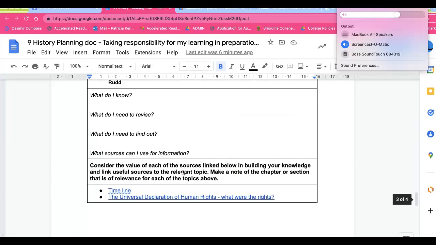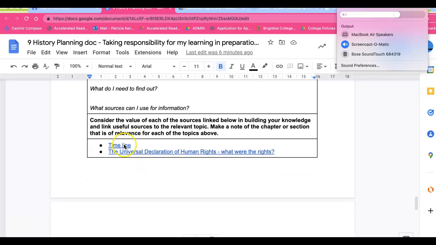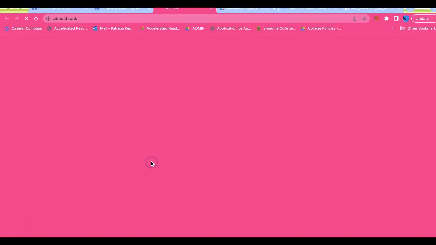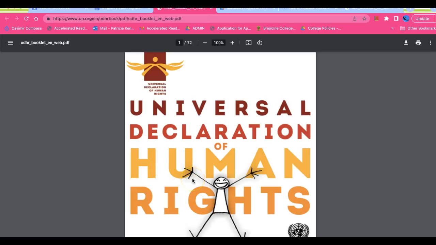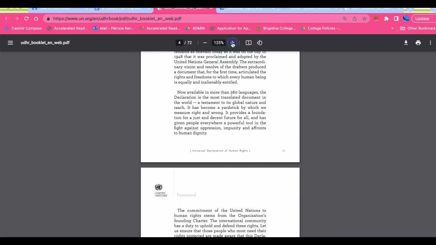Okay, we're going to use this one as an example. So I'll scroll down to the resources. There's a timeline. You could click onto that. Oh, the Universal Declaration of Human Rights. What were the rights? So we'll click onto this one. Universal Declaration of Human Rights. So here's a PDF. It's an entire book. Let's get it a little bit bigger.